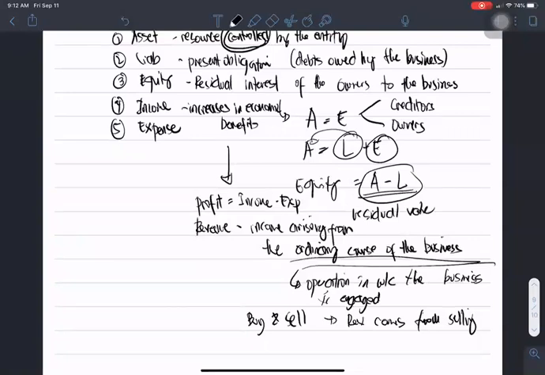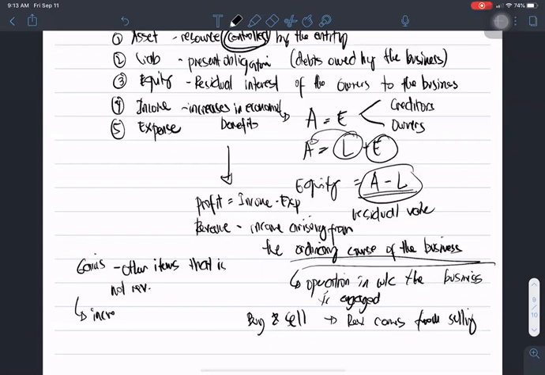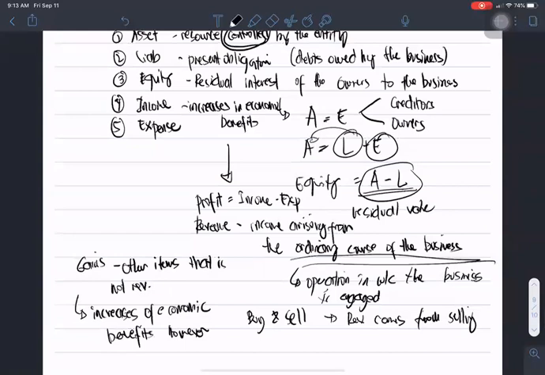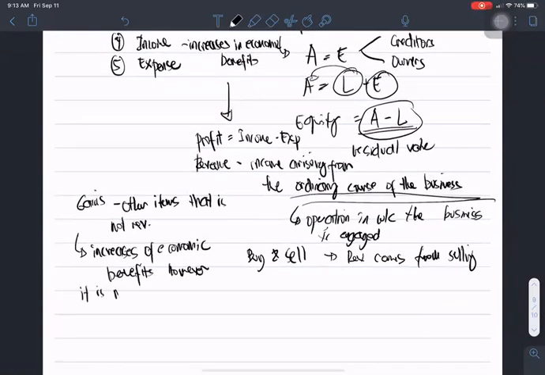So what if I have a revenue not from selling? We call that gains. So another term closely related to income is gains. Why? Because gains are other items that are not revenue. Therefore, these are still increases of economic benefits. However, they are not from the ordinary course of the business.